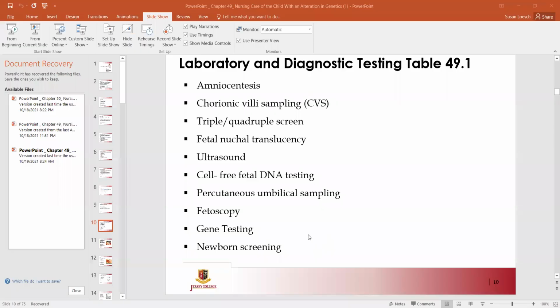So when the fetoscopy is done, it's usually performed after or during that 18th week of pregnancy. Again, complications include spontaneous abortion, premature delivery, premature rupture of the membranes, amniotic fluid leak, intrauterine fetal death, and infection. And we're going to monitor the baby before and after the procedure.